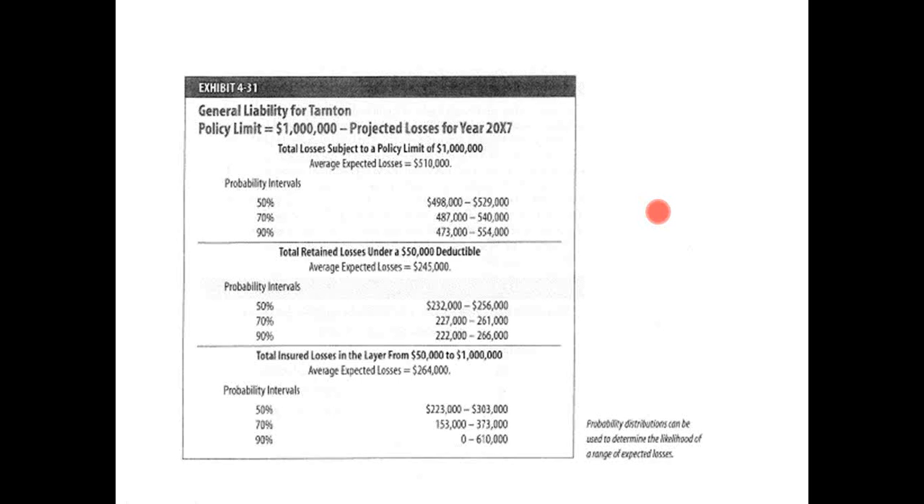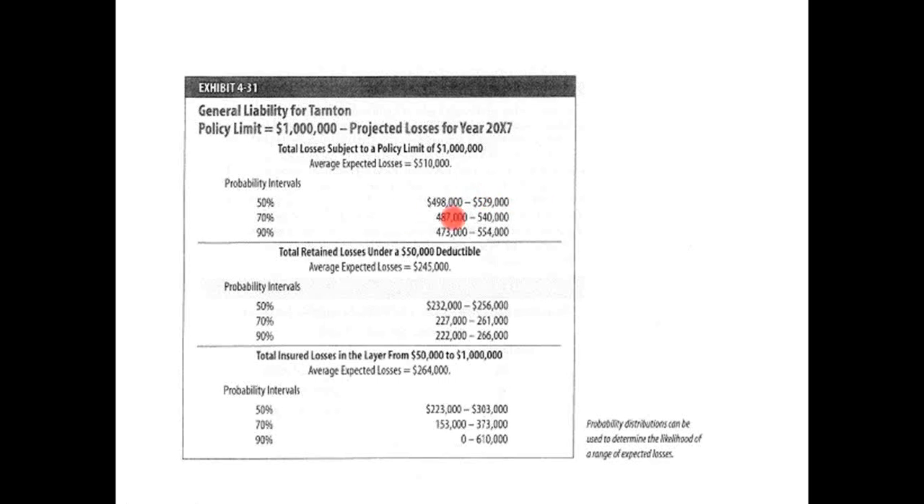So here's the final example given in the book of what this might look like: policy limit projections. In this case, if we had a policy limit of $1 million, total losses subject to a limit of $1 million, at 50% we expect, at the expected level, losses between 498,000 and 529,000. You're going, well, where did the 510 go? If you take this number and divide it in half between the two, 510 is right in the middle. That's your expected value. But again, there's a little bit of a range there.